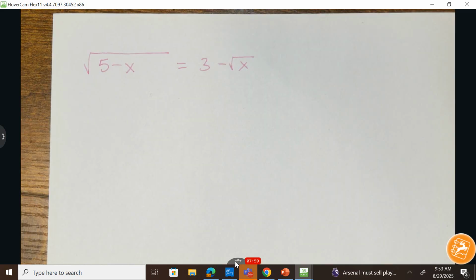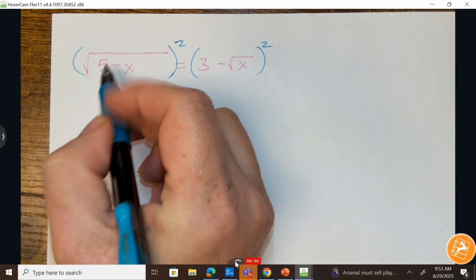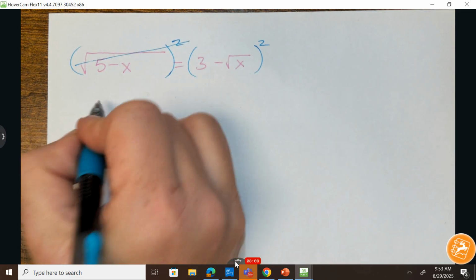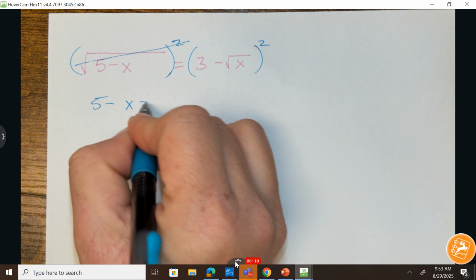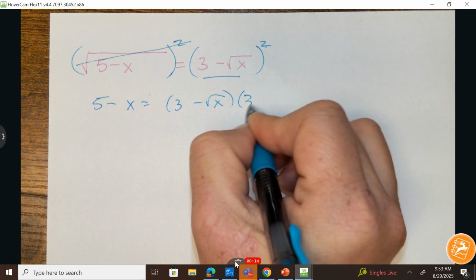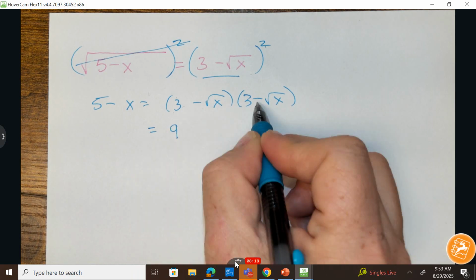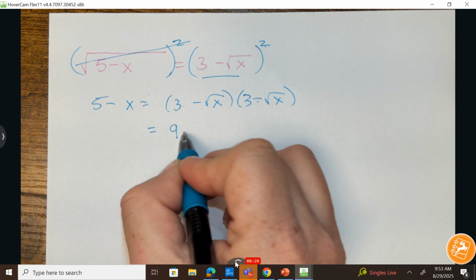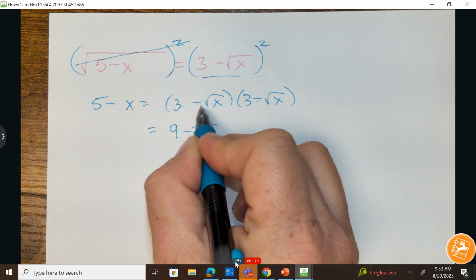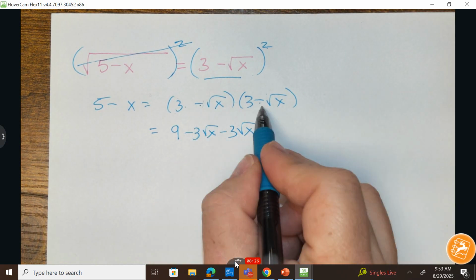Looking at question number 4, I'm going to start by squaring both sides. Now, nice, on the left, this is going to cancel, and I'm left with 5 subtract x. We're going to take this base and write it twice. On the right, I'm going to FOIL: front, outside. 3 times negative 1 is negative 3. Negative 1 times 3 is negative 3. And now a negative times a negative is a positive.